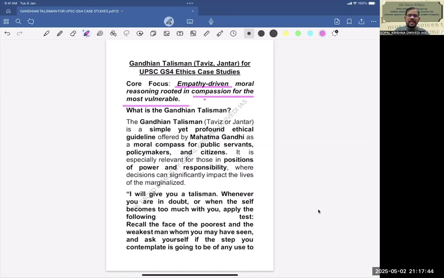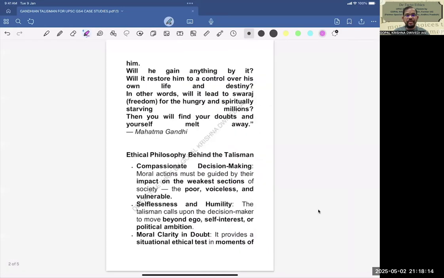Now, what is actually the Gandhian talisman? I will read Gandhiji's statement because it's very important. He said, "I will give you a talisman. Whenever you are in doubt, or when the self becomes too much with you, apply the following test. Recall the face of the poorest and the weakest man whom you may have seen, and ask yourself if the step you contemplate is going to be of any use to him. Will he gain anything by it? Will it restore him to control over his own life and destiny? In other words, will it lead to Swaraj, or freedom, for the hungry and spiritually starving millions? Then you will find your doubts and yourself melt away."